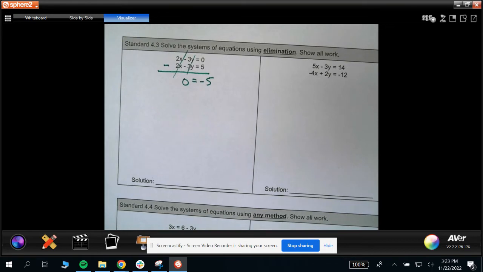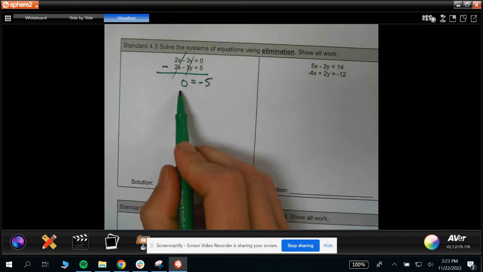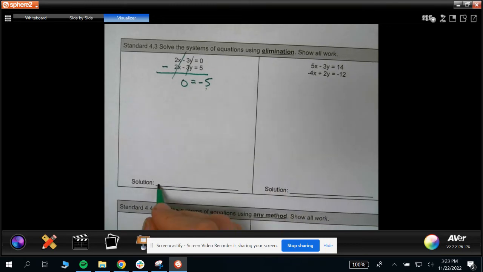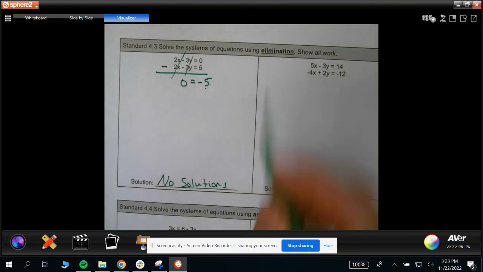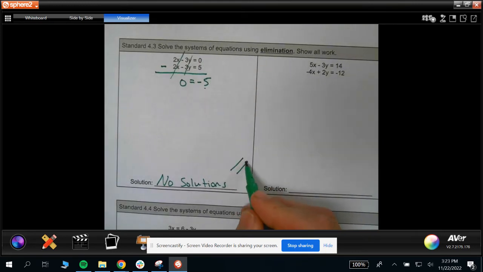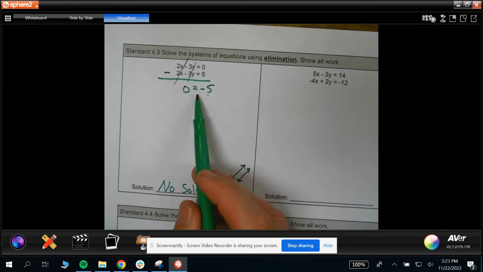Well, what do we do when we get a situation like that? Is that a true statement or a false statement? It's false. 0 doesn't equal negative 5. This means there are no solutions to this system. These two lines will never intersect. Remember, no solutions means we have parallel lines. There are parallel lines. No solutions. This is a false statement.